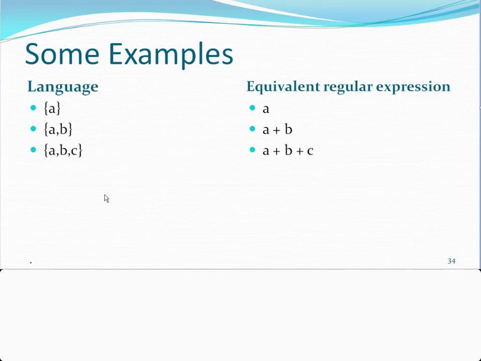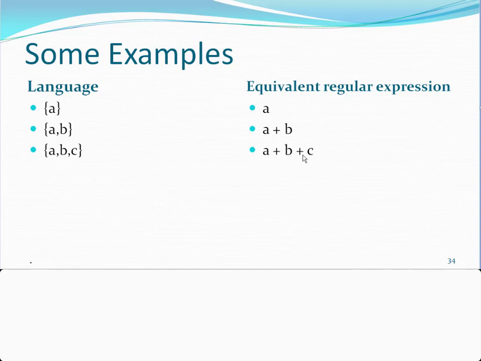And if you have more than one thing in that set, like you have A comma B, you could just say A plus B. So this isn't math plus, this is regular expression plus. And if we have A, B, C, we can write A plus B plus C, right? Now, just like in math, we start to have some problems with rules of precedence.